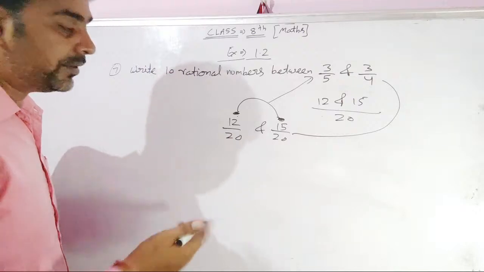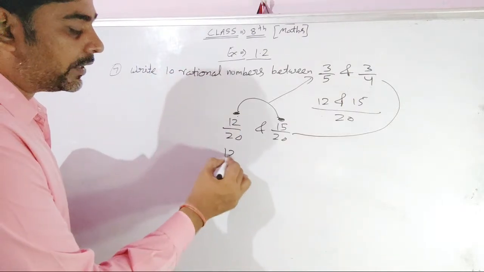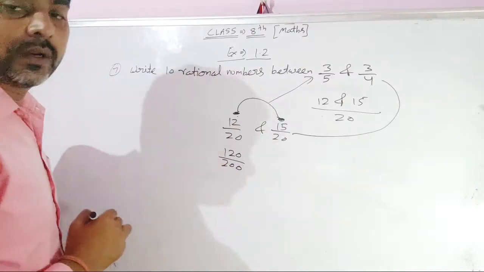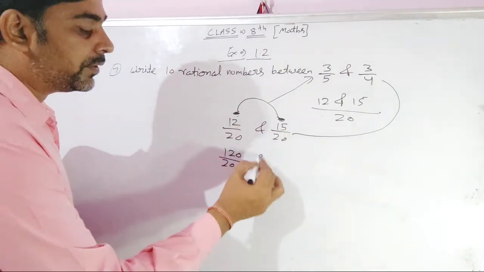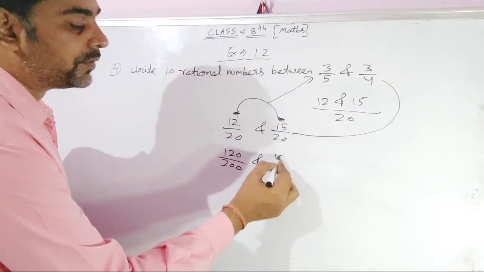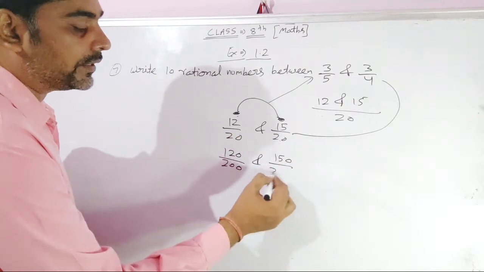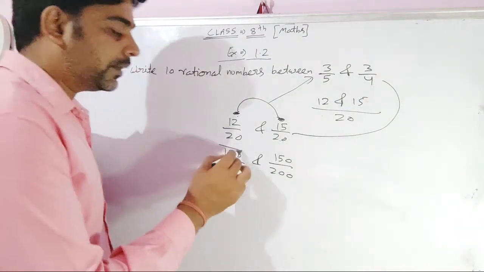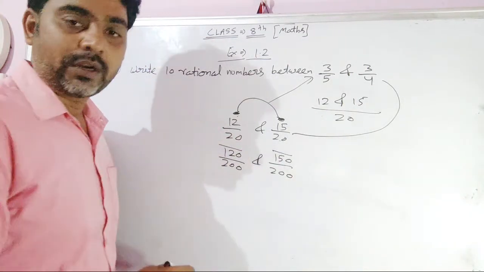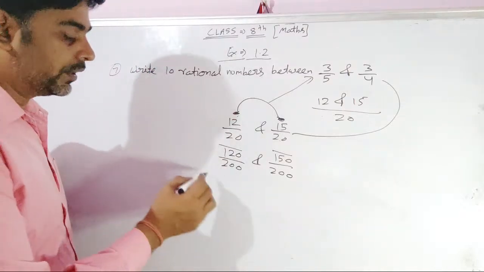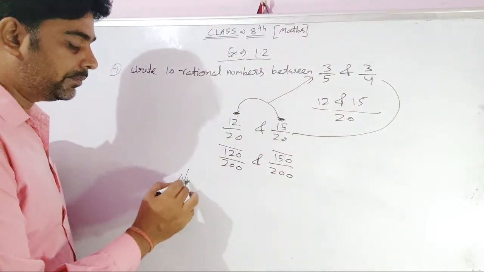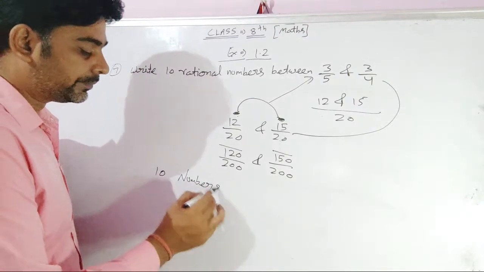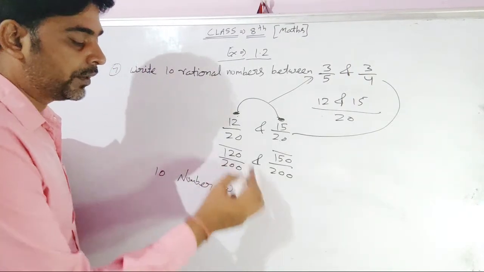So what will happen? 12 multiplied by 10 gives us 120, and 20 multiplied by 10 gives me 200. Similarly, this number will become, after multiplying by 10, 150 upon 200. Now I can easily find out 10 numbers between 120 and 150. So we have to find out 10 rational numbers.